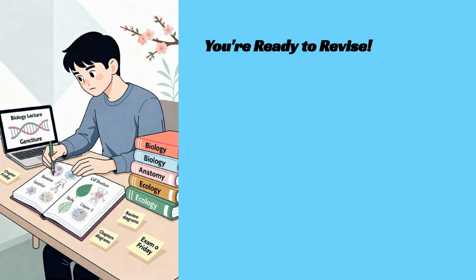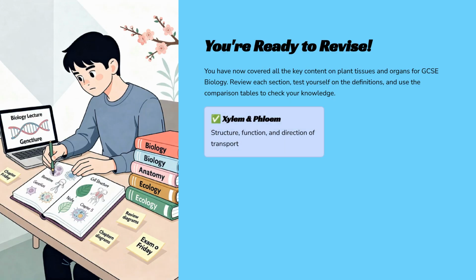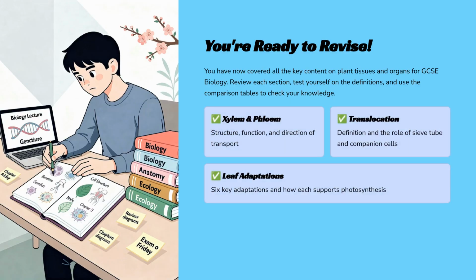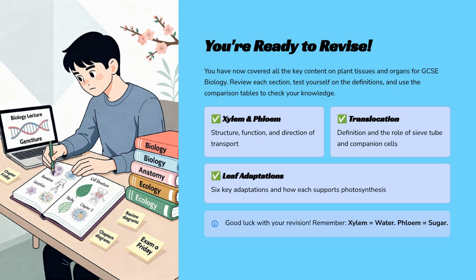You are now ready to revise all key concepts: xylem and phloem, translocation, and leaf adaptations. Test yourself on definitions and comparisons. Remember, xylem equals water, phloem equals sugar.